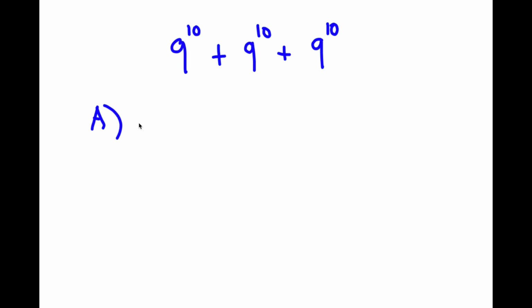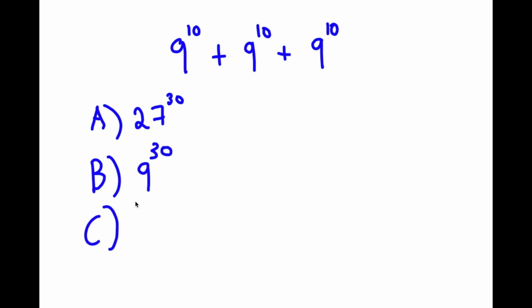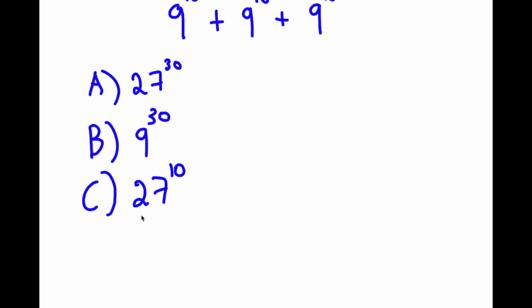For answer choice A, I have 27 to the power of 30. For answer choice B, I have 9 to the power of 30. For answer choice C, I have 27 to the power of 10. And finally, for answer choice D, I have 3 to the power of 21.